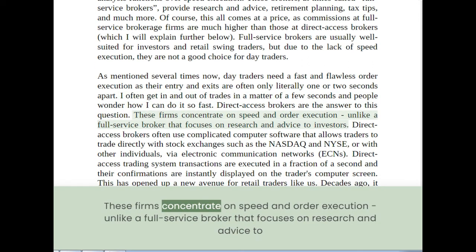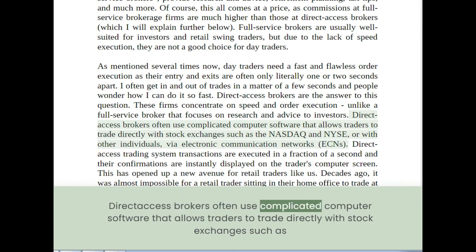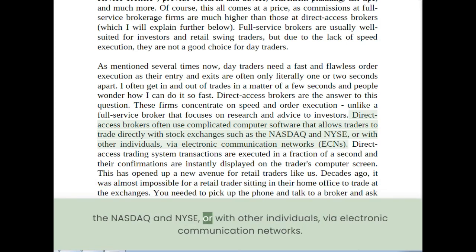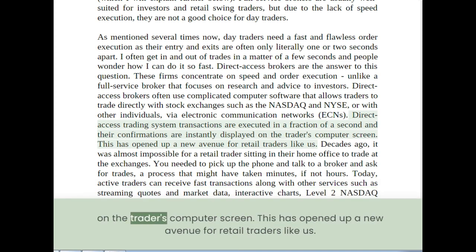These firms concentrate on speed and order execution, unlike a full-service broker that focuses on research and advice to investors. Direct access brokers often use complicated computer software that allows traders to trade directly with stock exchanges such as the Nasdaq and NYSE, or with other individuals, via electronic communication networks. Direct access trading system transactions are executed in a fraction of a second and their confirmations are instantly displayed on the trader's computer screen. This has opened up a new avenue for retail traders like us.